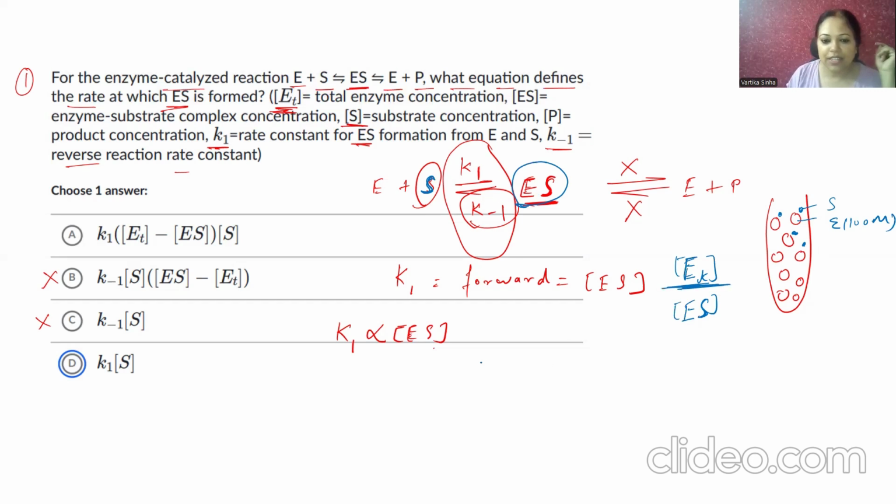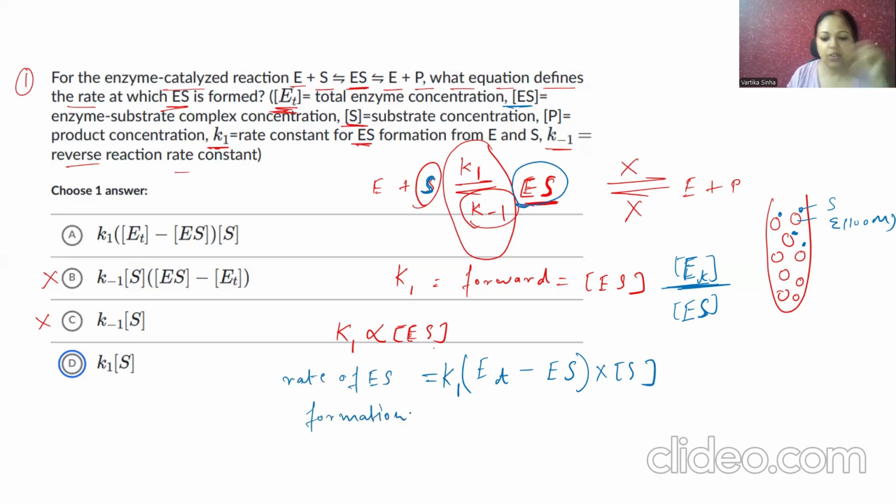In short, ET is the total enzyme concentration and ES is the amount of enzyme which is bound with substrate. So this difference, ET minus ES, multiplied by S, gives the rate of ES formation. You got my point or not? And this is why A is the correct answer.